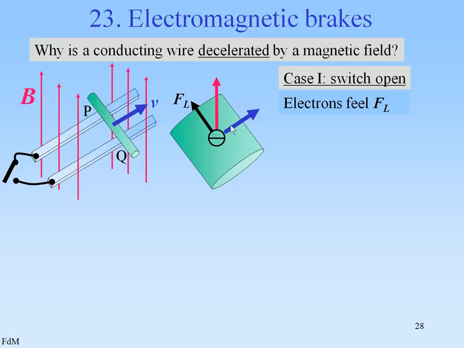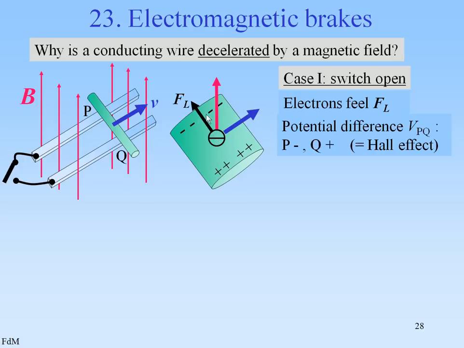Then the electrons feel a force in the perpendicular direction here, and that Lorentz force is causing a potential difference between the ends of the rod. One end will be negative and the other end will be positive. This is the Hall effect, and this means that there will be an electrical force that is growing until it is equal to F Lorentz, and then we have a balance, but no braking, because no force in the direction of plus or minus v.